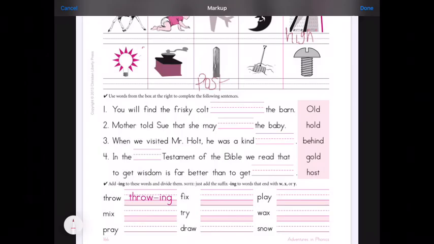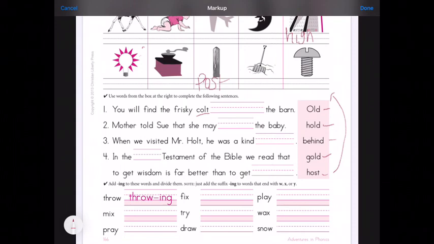At the bottom here, it says use words from the box at the right, this box over here, to complete the following sentences. Number one says, well, let's read all our words in the box first. We have old, hold, behind, gold, and host. You will find the frisky colt, blank the barn. Now the colt, remember, is a horse. And so let's see which one of those would fit.